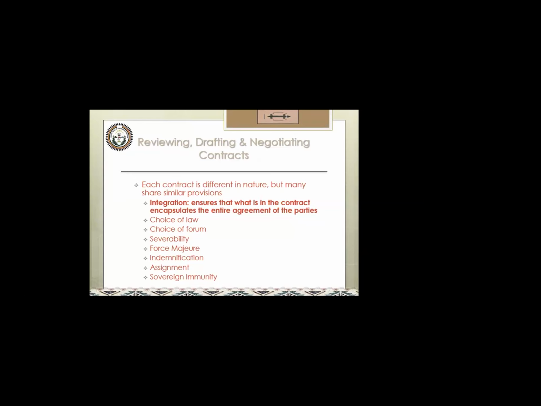And here are some of the provisions that you might see in the vast majority of contracts, right? Integration clauses, choice of law, choice of forum, severability, force majeure, indemnification, assignment. And for those of you who do business with tribes, sovereign immunity clauses, right? So what are these things, and when do we need to have these things in place? So let's start with integration, right?